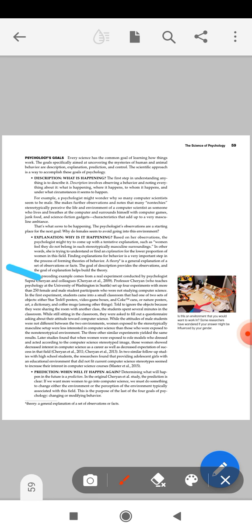She performed 4 experiments with this group, and all the participants were not studying computer science. It means no one was studying computer science.